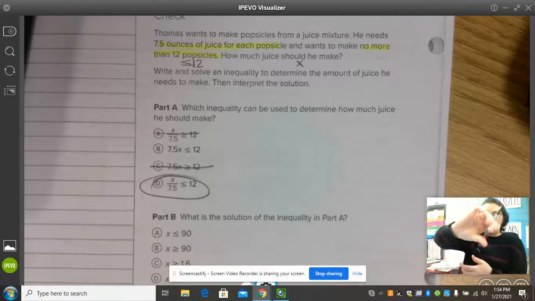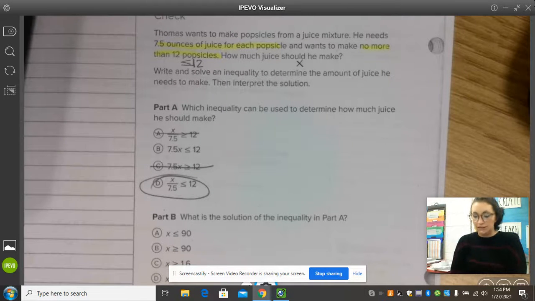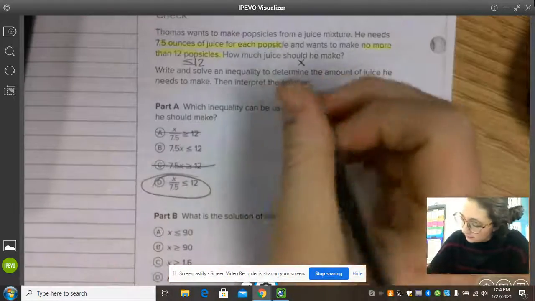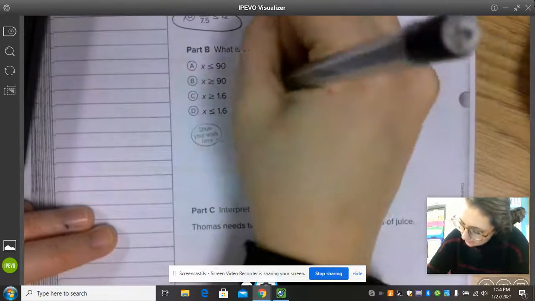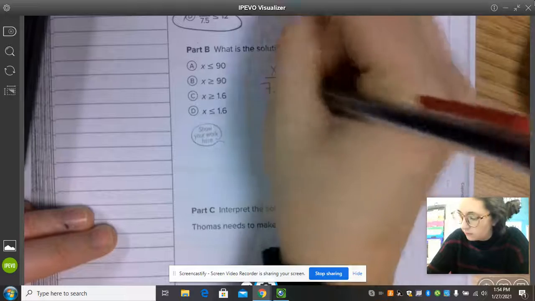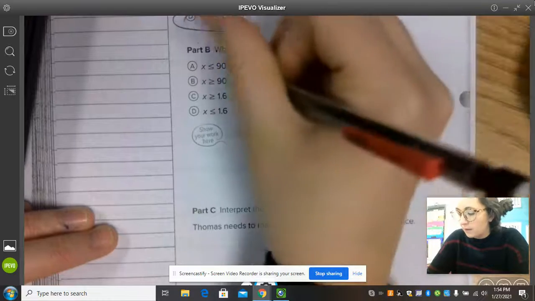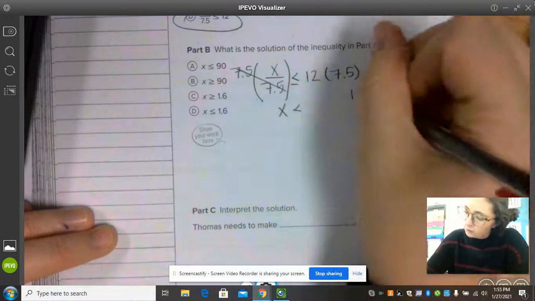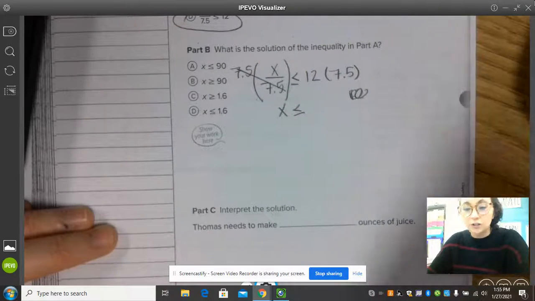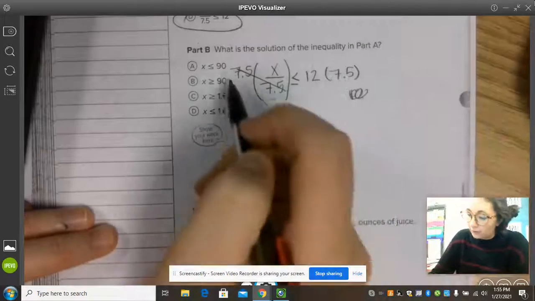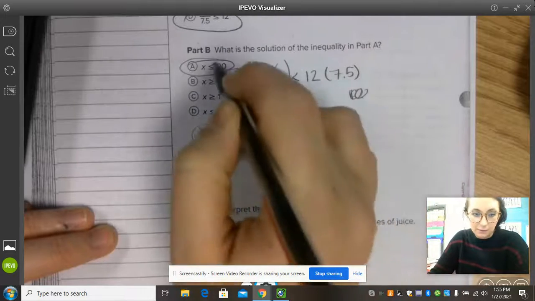I'm going to pour 7.5 here, 7.5 here, 7.5 here, and I want it to end up to be 12 or less. So when I solve this, when I have x divided by 7.5 is less than or equal to 12, I multiply both sides by 7.5. I'm not even going to do this because I know it's not 1.6, because 12 times 7 is 84, so it has to be bigger than 84. The only option would be 90, which is going to be A because that is the symbol I've got.